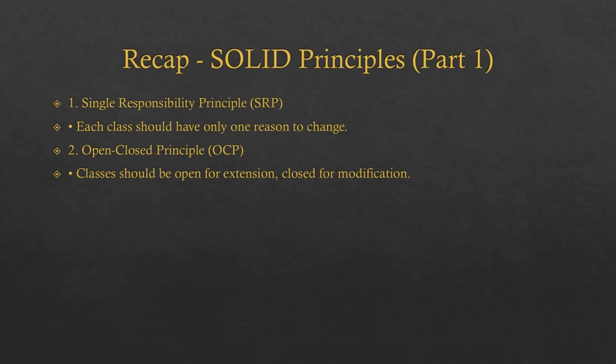Next, we will quickly recap the first two SOLID principles. The single responsibility principle (SRP) states that each class should have only one reason to change, which simplifies maintenance. The open-closed principle tells us that classes should be open for extension but closed for modification, allowing us to add new features without altering existing code.